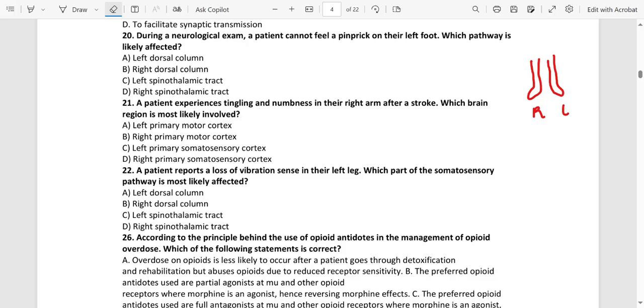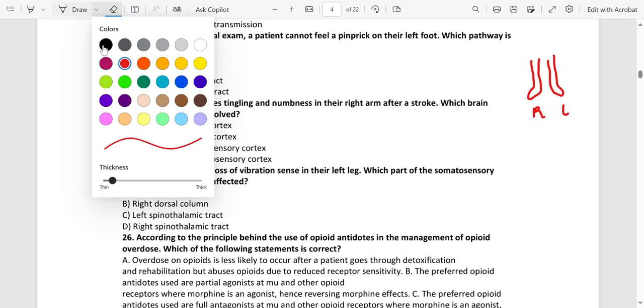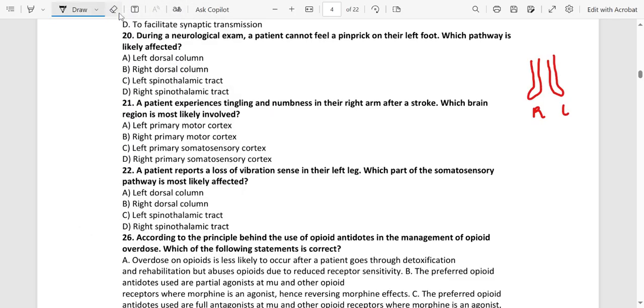The right spinothalamic. Okay. So when you look at these tracts, the spinothalamic will carry pain, temperature, and also crude touch. Dorsal column, of course, will also include things to do with balance. Now, when you look at the spinothalamic, because it quickly decussates immediately, all right? So if you have got this tract, remember it's on the left.